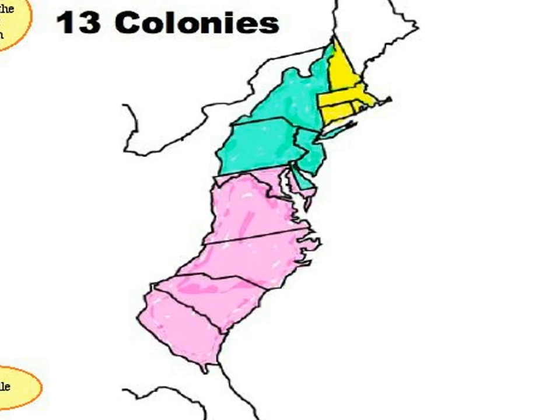All right, ladies and gentlemen, welcome to the Middle Colonies. At this point, we have learned about the New England colonies that are up in this region, and you should be able to look at this map and identify them: New Hampshire, Massachusetts, Connecticut, and Rhode Island. We've also discussed the southern colonies, which are Maryland, Virginia, North Carolina, South Carolina, and Georgia.